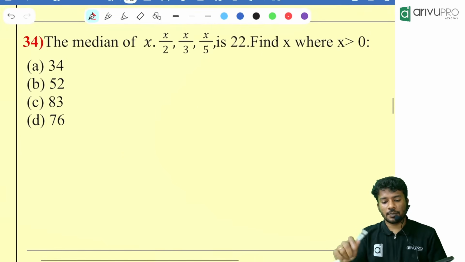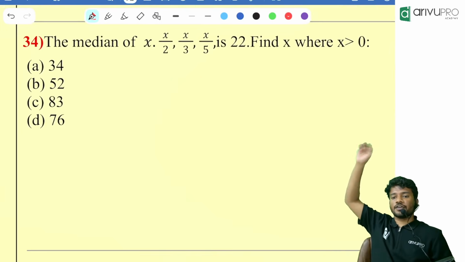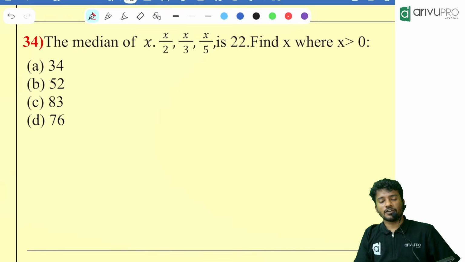Last question. Try it and give the answer. If you get the answer, well and good. If you don't get the answer, it's okay. We'll try it.